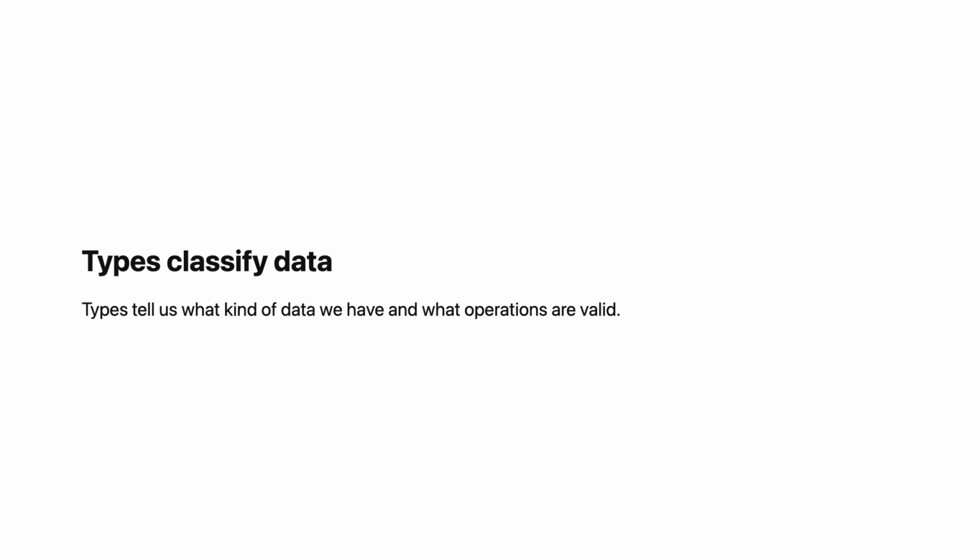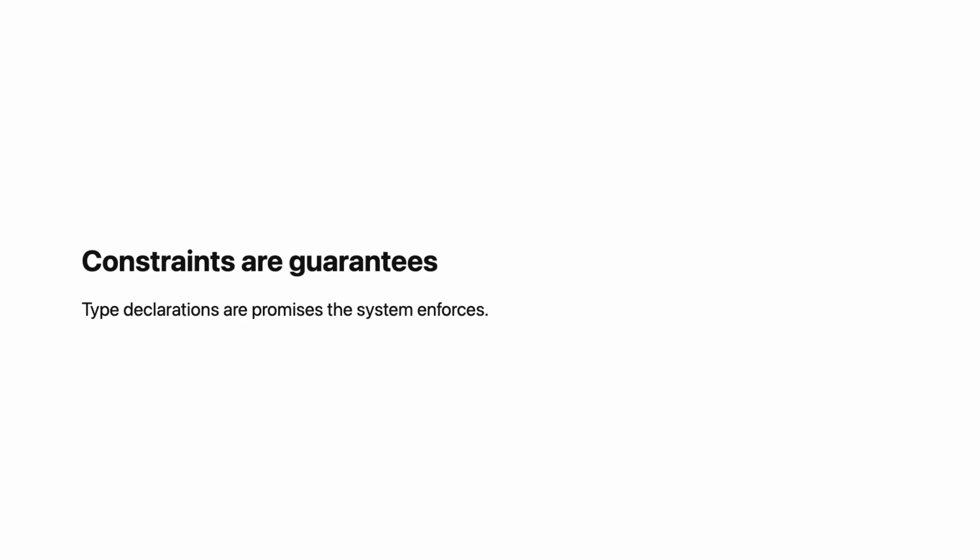Without types, programs would be chaos. Any operation on any data, adding a name to a number, multiplying a Boolean by a date, nonsense. Types prevent nonsense. They enforce rules about what you can do with what data. Think of types as constraints. When you declare that a value has a certain type, you are making a promise. This value will always be of this type. It will never be something else. The program can rely on this promise.